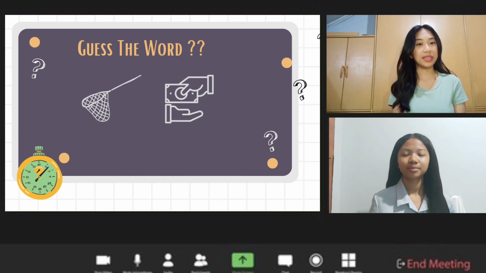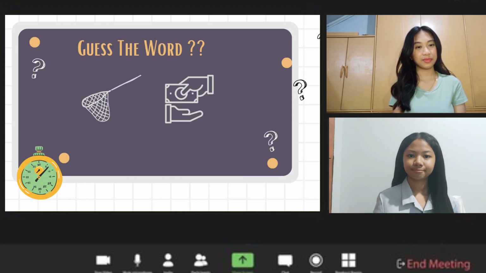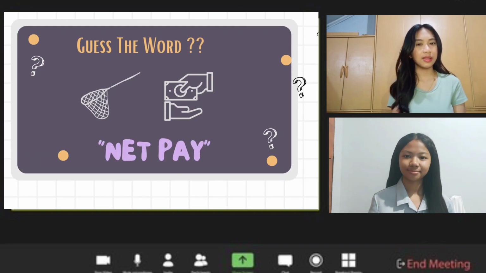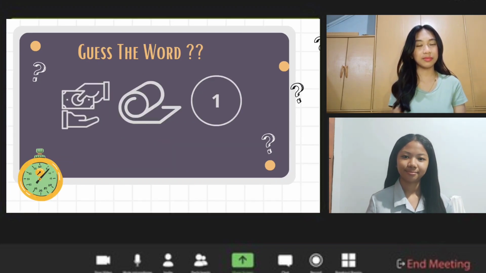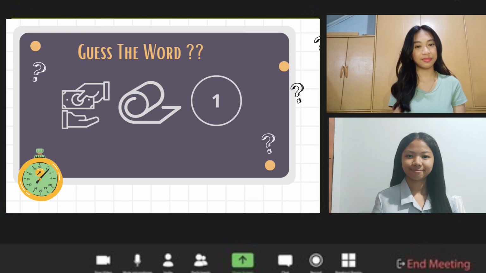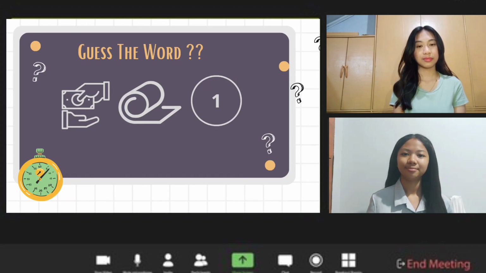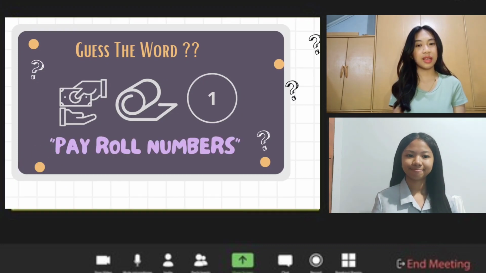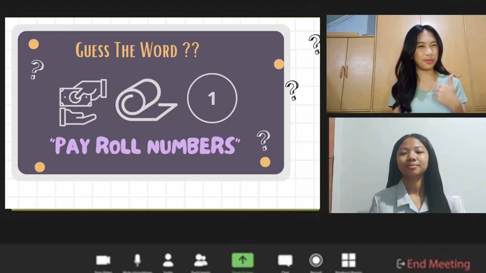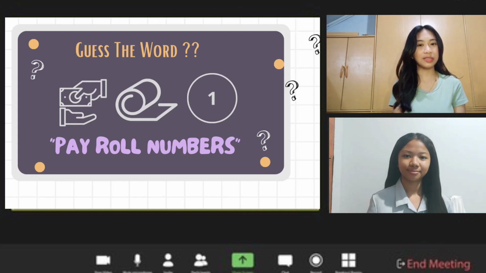The first picture of the game. The answer is net pay. Did you get the correct answer? Good job. Next one. The answer is payroll numbers. Did you get the same answer? Very good. So next one.